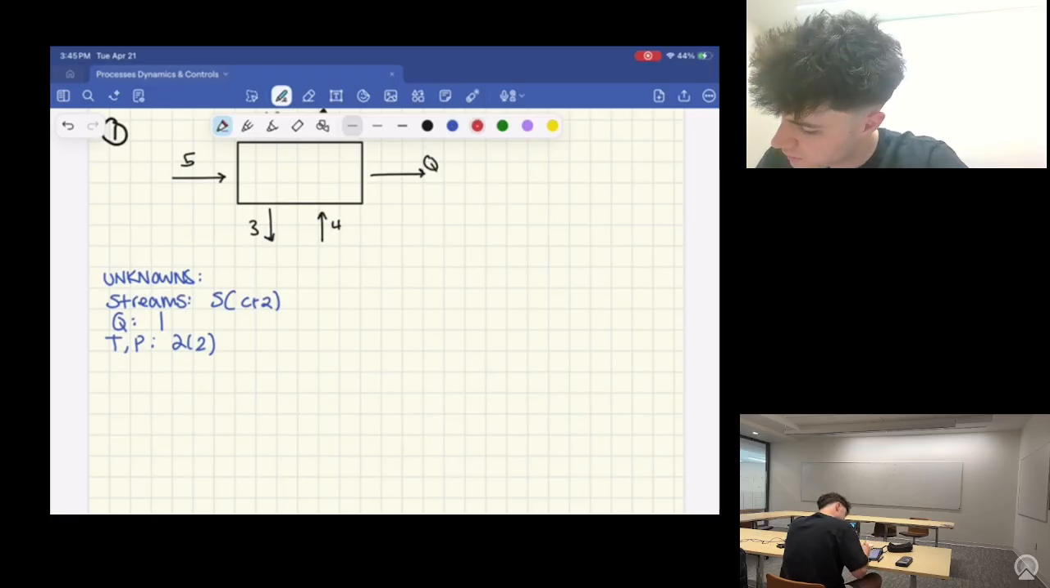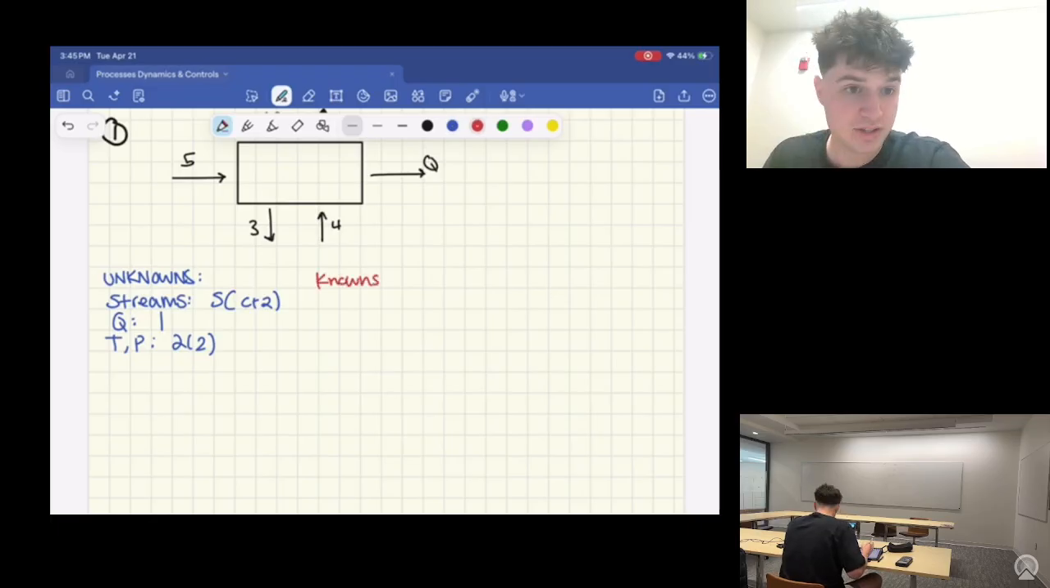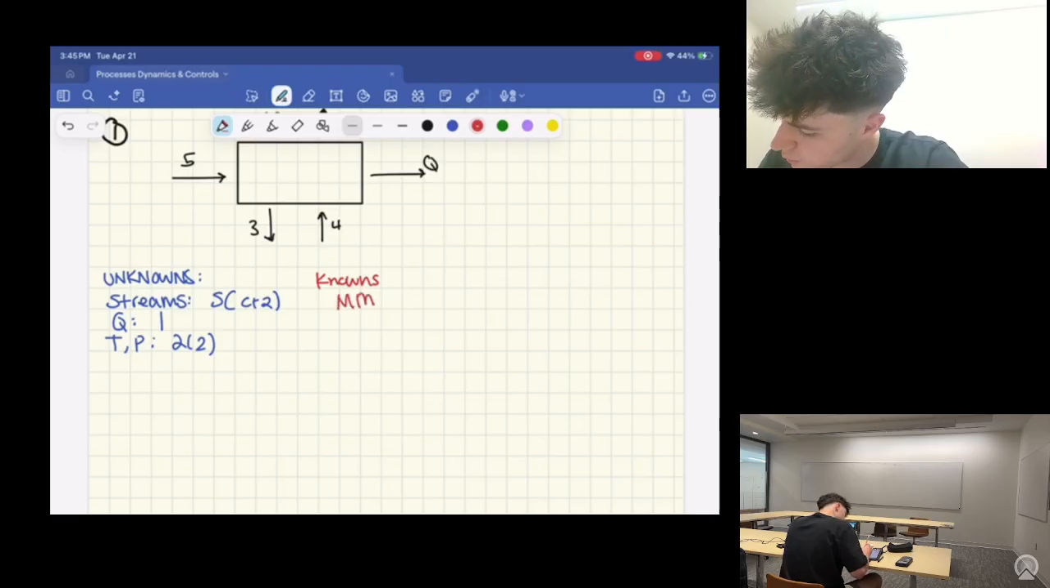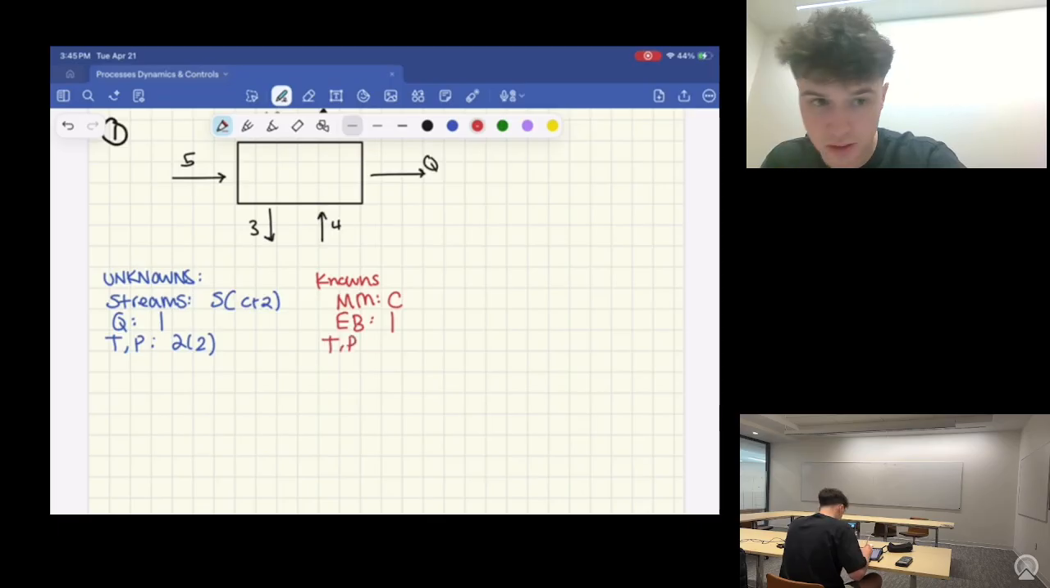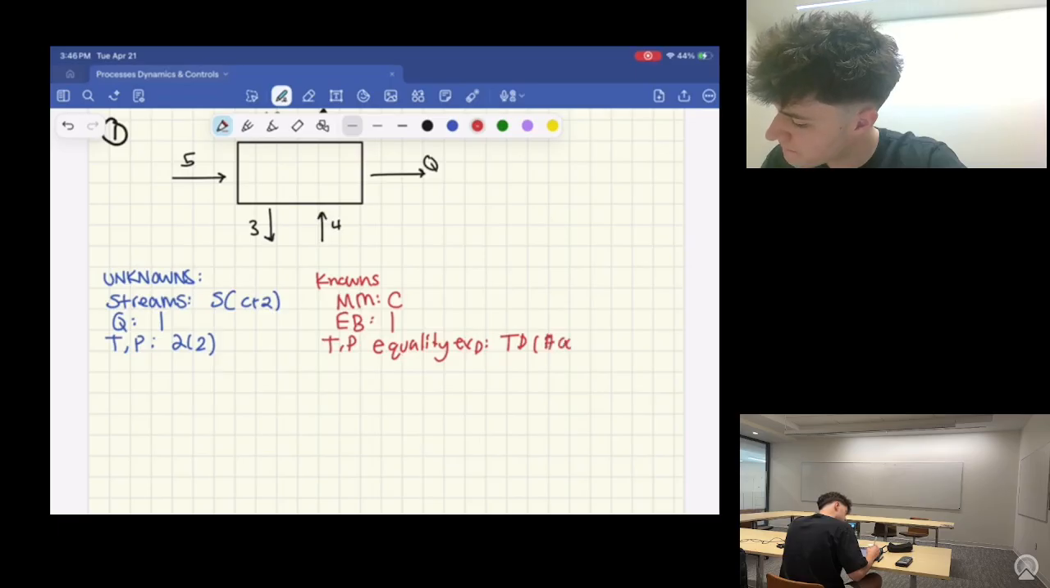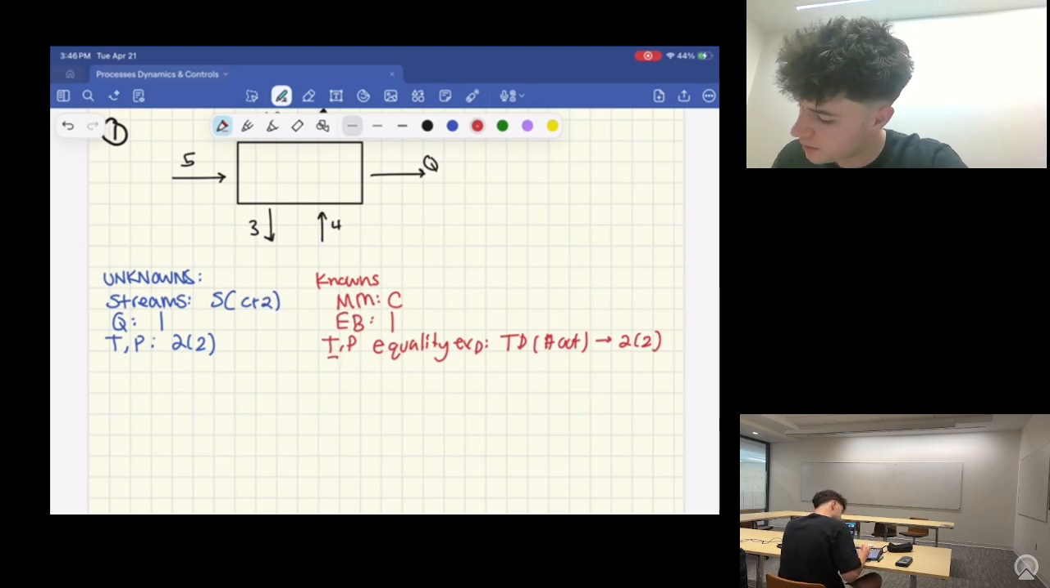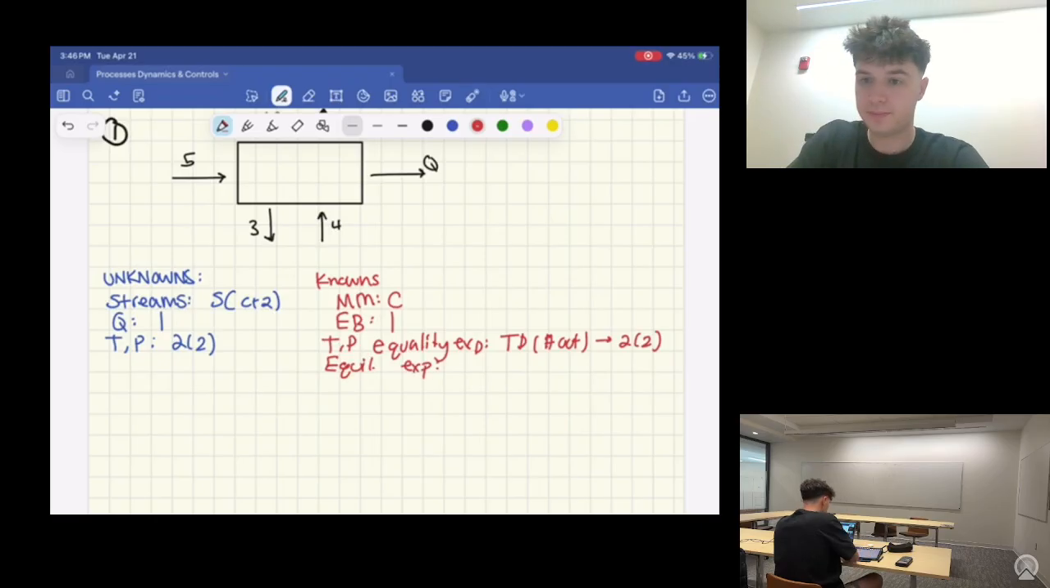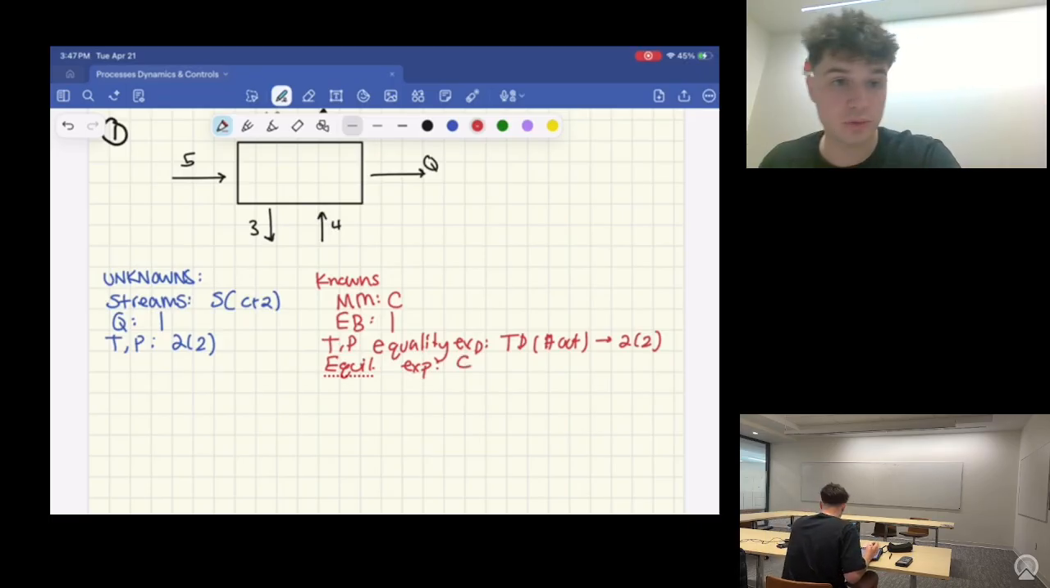Now we need to look at the knowns. And so the knowns for the material balance, we have C. For the equilibrium balance, we have 1. And then temperature and pressure equality expression, we have TP times the number of outgoing, which would be 2 times 2. Then we also need our equilibrium expression. So for this expression, it's going to be equal to C.